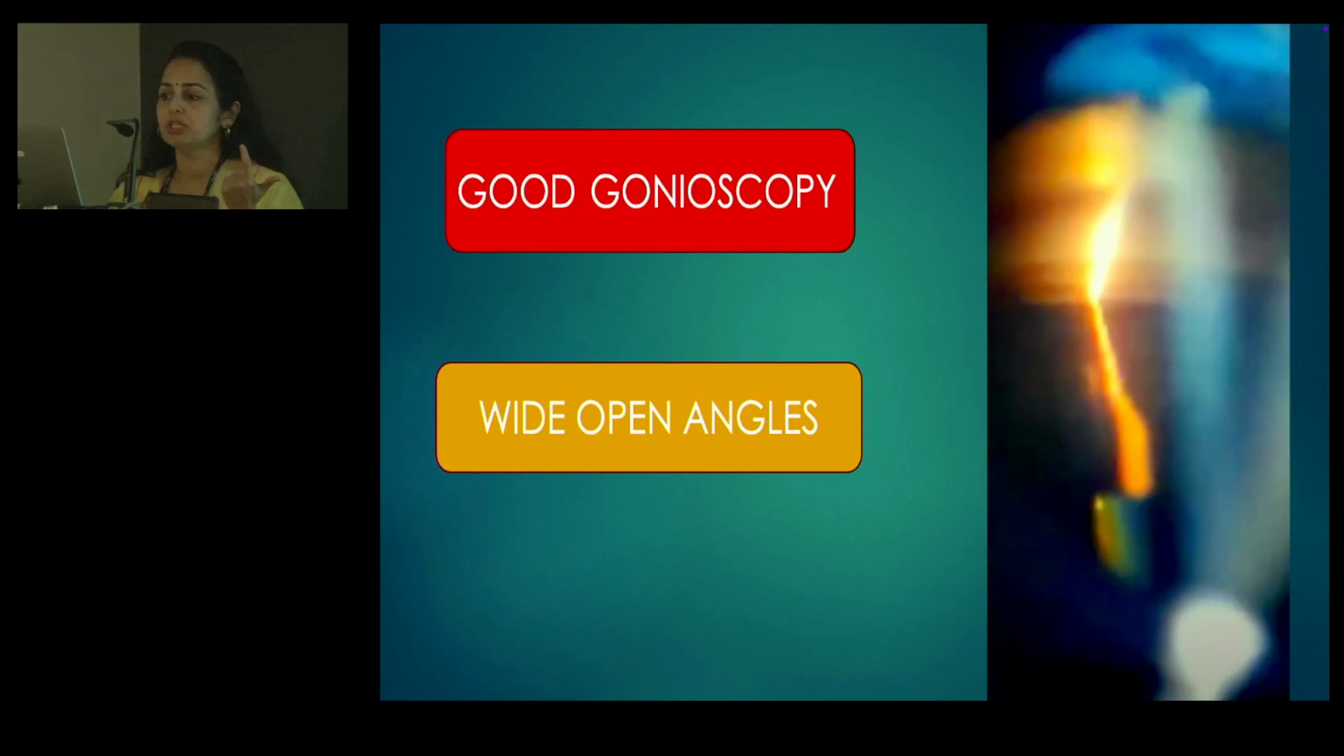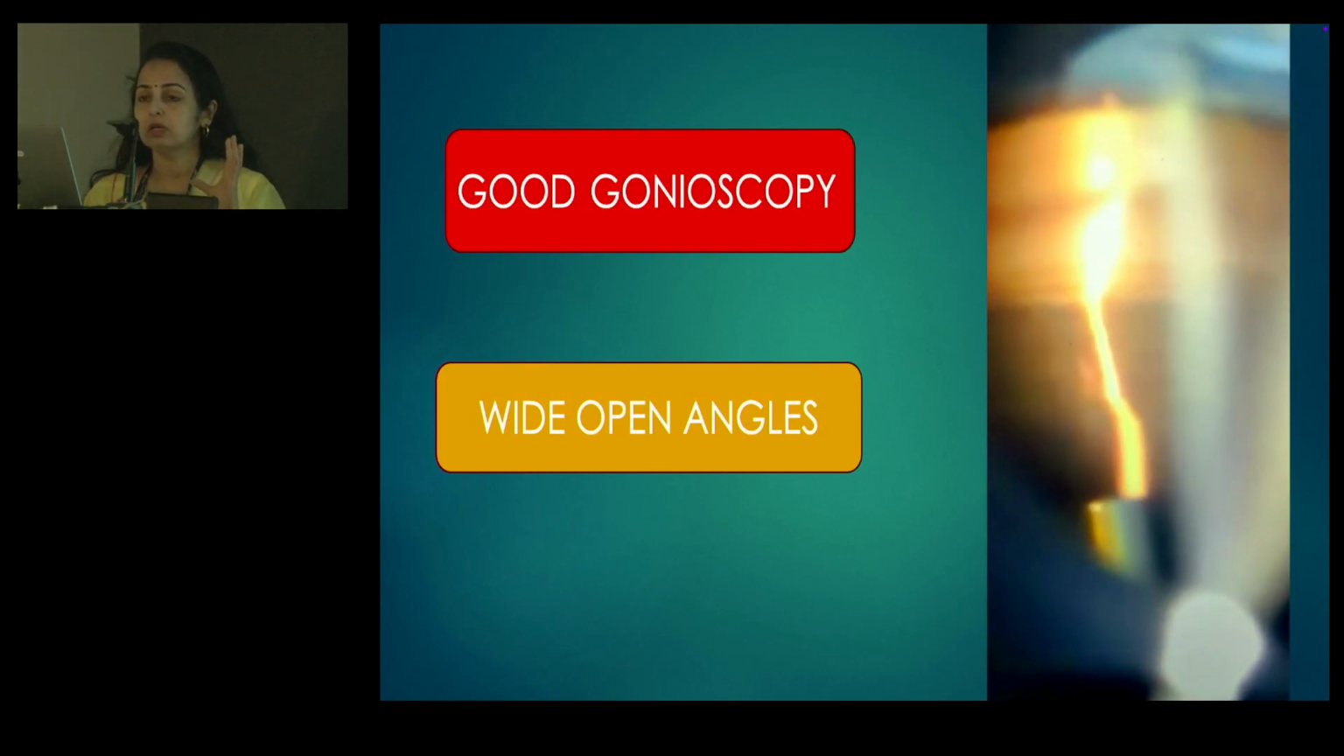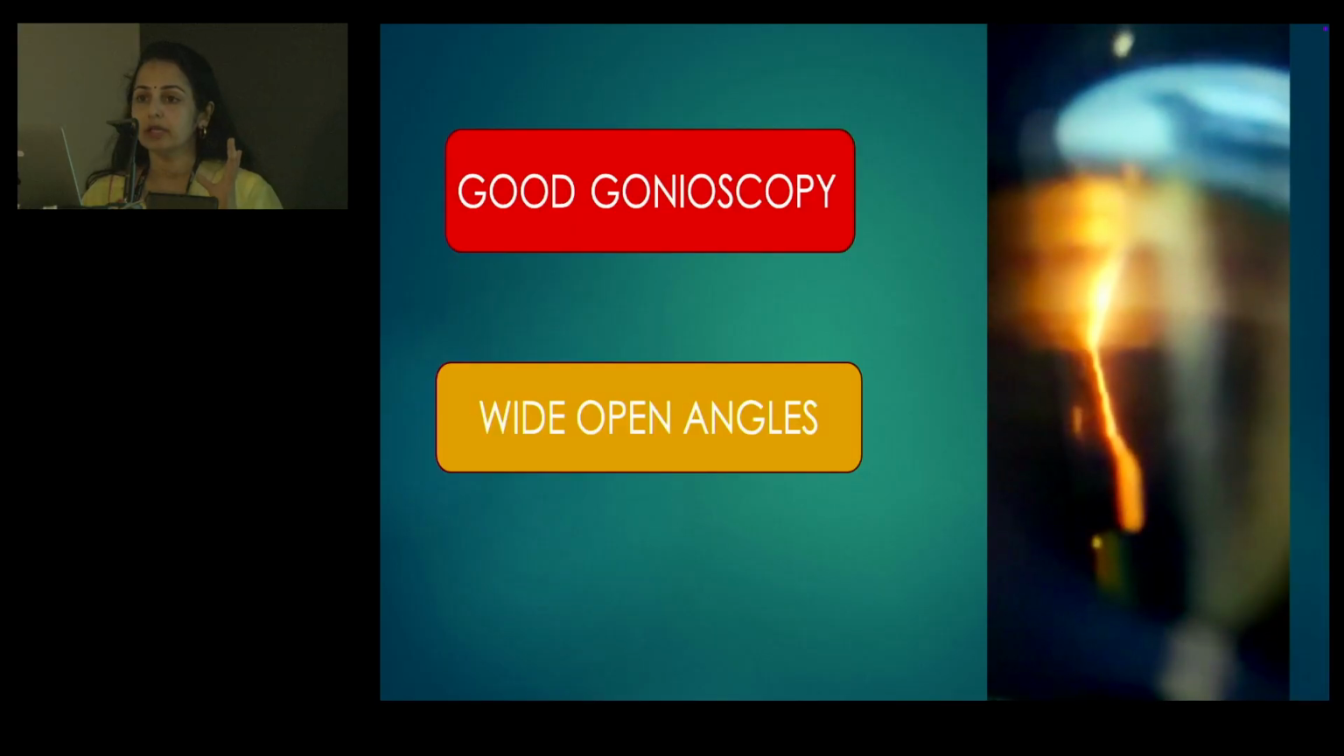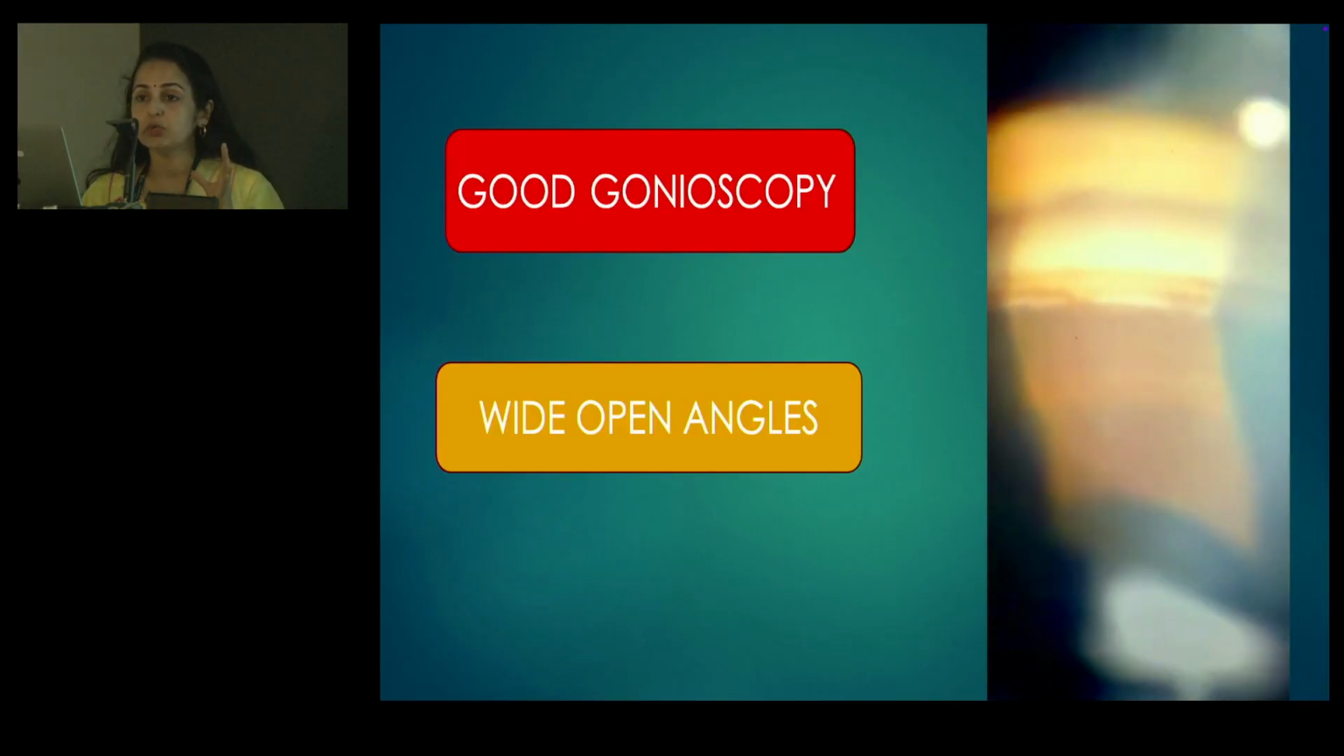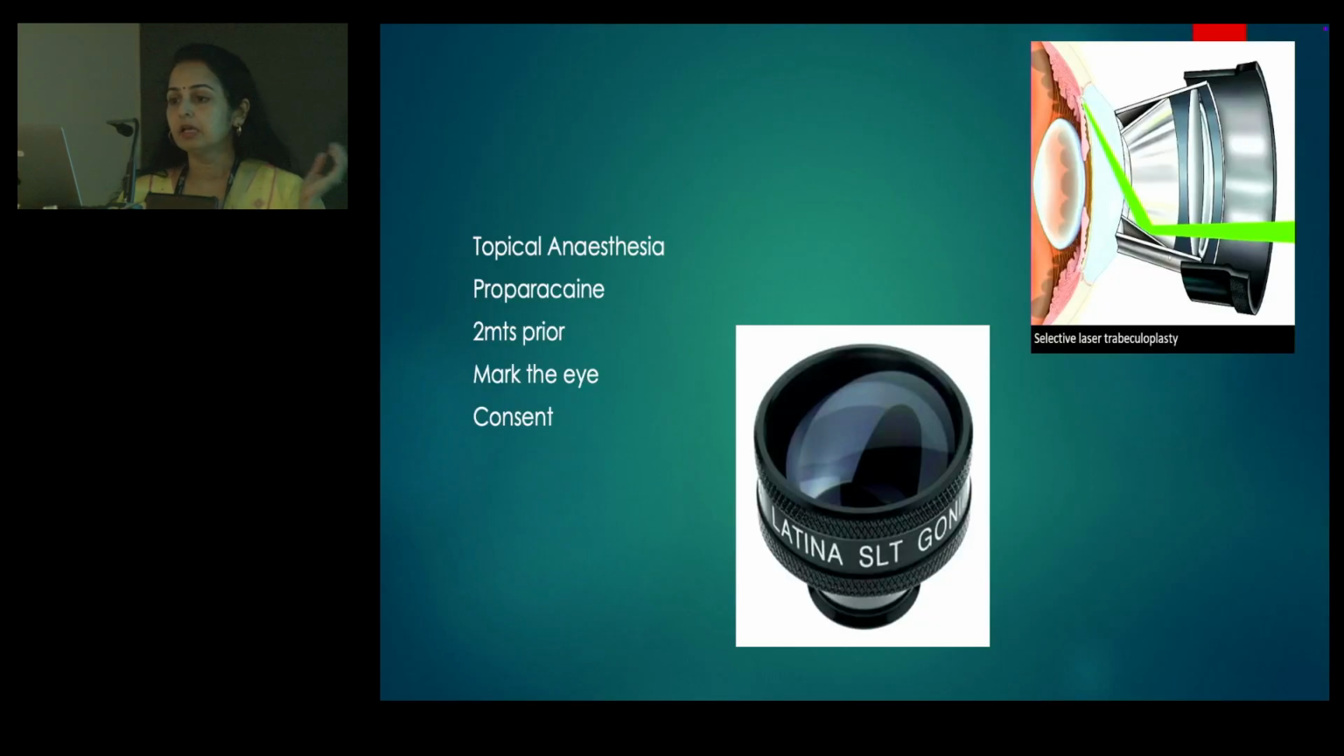So as I mentioned, a good gonioscopy is mandatory, and we have to see all the angle structures. The angle should be wide open. Otherwise, whatever photodisruption we do may cause peripheral anterior synechia formation later. Okay. So coming to the procedure, we have to do a gonioscopy.